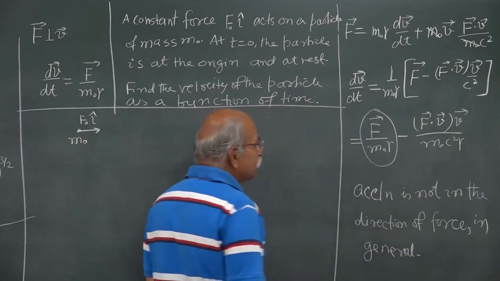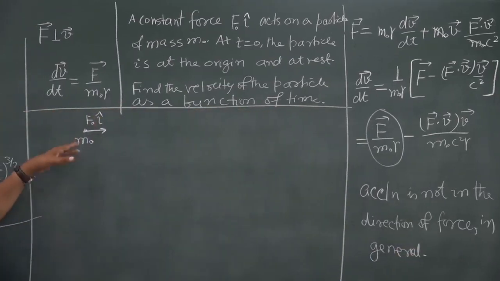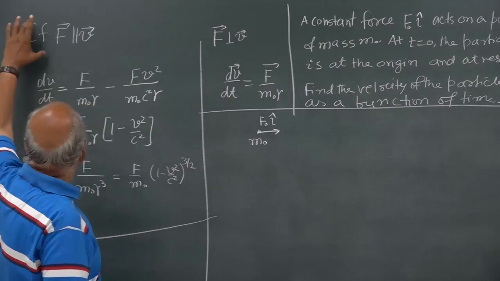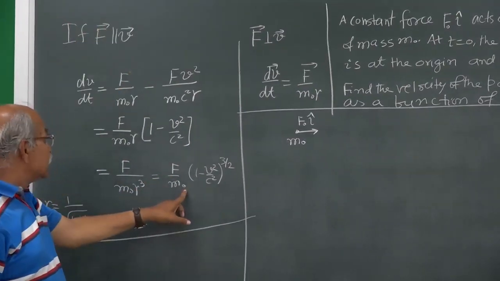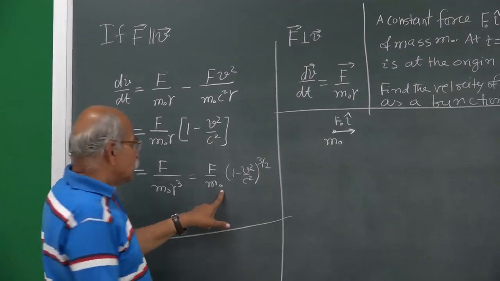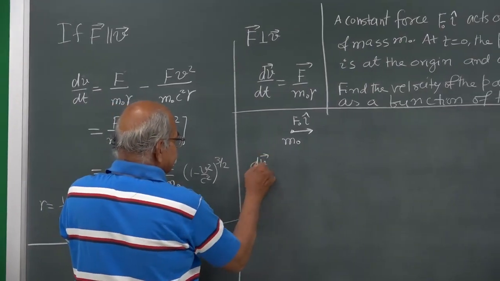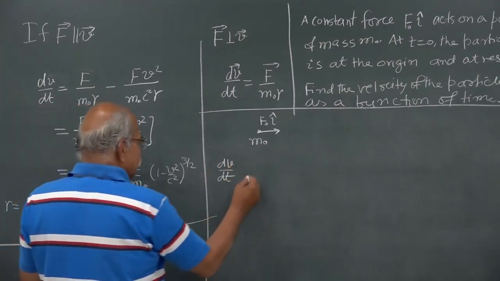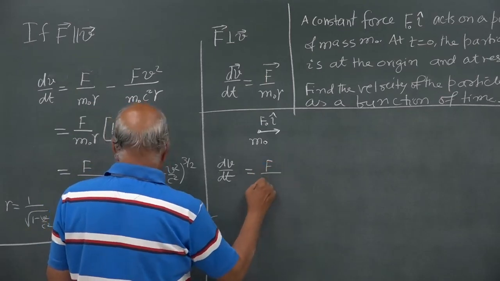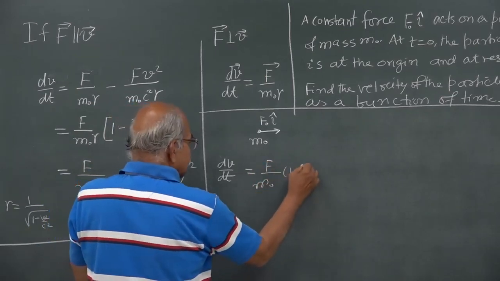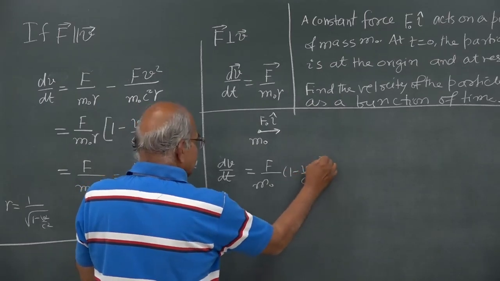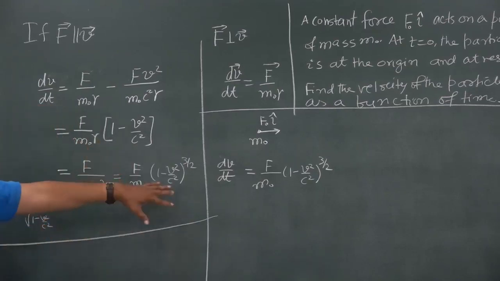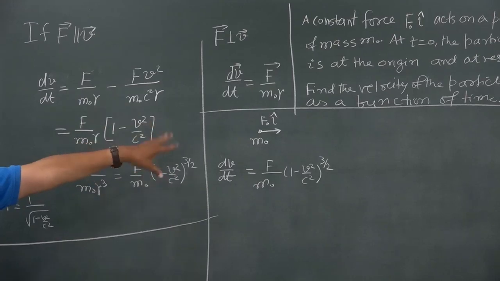There are cases in which it is, and in our case force is parallel to the velocity. So, we will be using this equation to get the velocity. I have dv/dt, and since everything is in the x direction I can drop the arrow sign, given by F divided by m naught, times 1 minus v square by c square, to the power 3 by 2.